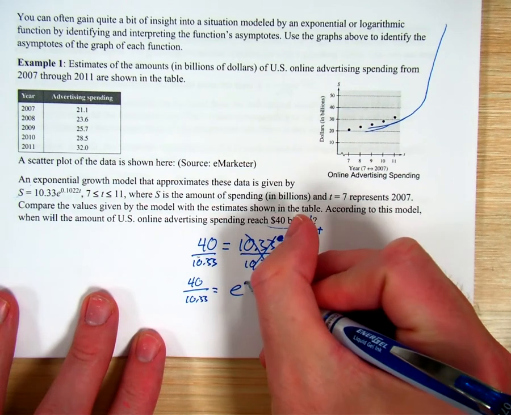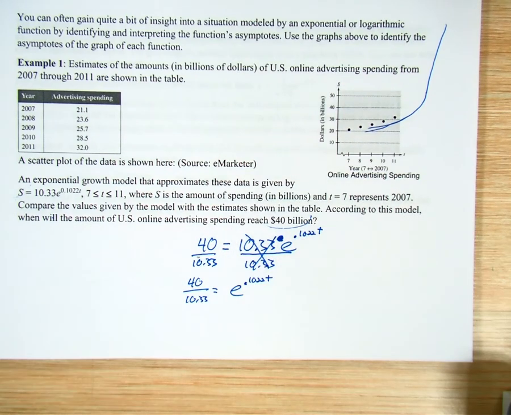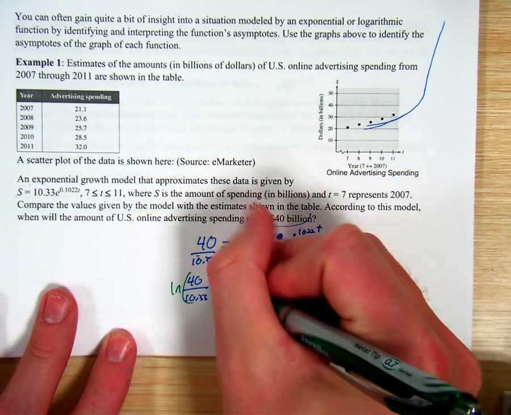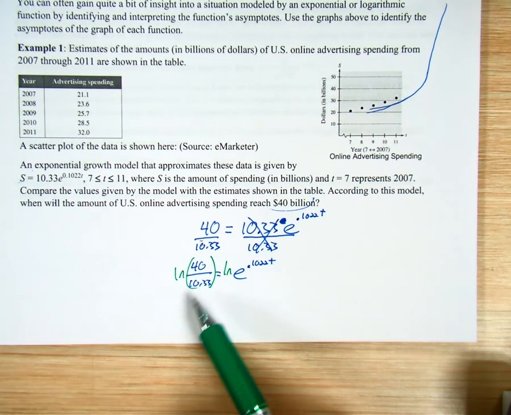e to the 0.1022t. Alrighty, natural log both sides. I'm going to put parentheses around it so I don't accidentally do natural log of 40 and then divide by that.